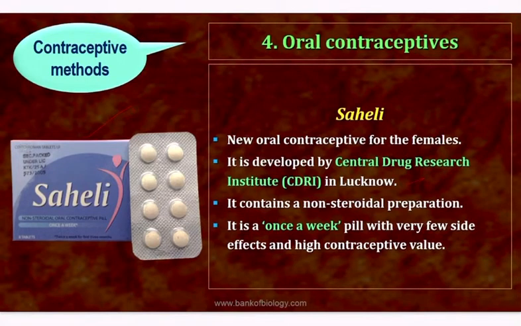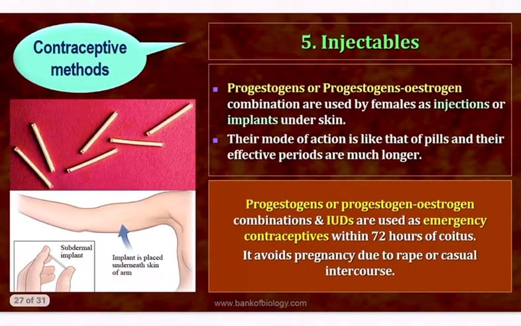There are lesser side effects. And Saheli, as I said, is very famous. You must be seeing it on TV also. It's a new oral contraceptive for females. It was developed by the Central Drug Research Institute, CDRI, in Lucknow. It contains a non-steroidal. See, most important is non-steroidal, because steroids are dangerous. They develop what we call dependency. It is a non-steroidal preparation, a once-a-week pill with very few side effects and high contraceptive value. As I said, it is only once a week.